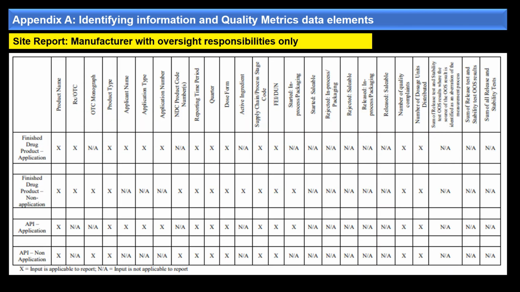Out of the 8 subparts, we have seen the first 4 subparts related to the product report. Now, moving on to the site report, which consists of an additional 4 subparts. The first includes manufacturer with oversight responsibilities only. In the matrix data, it includes finished product application, finished product non-application, API application and API non-application. The information till here is the general information, and the details from here till the end are the matrix related data. These details are to be provided for site reports for manufacturers with oversight responsibilities only.